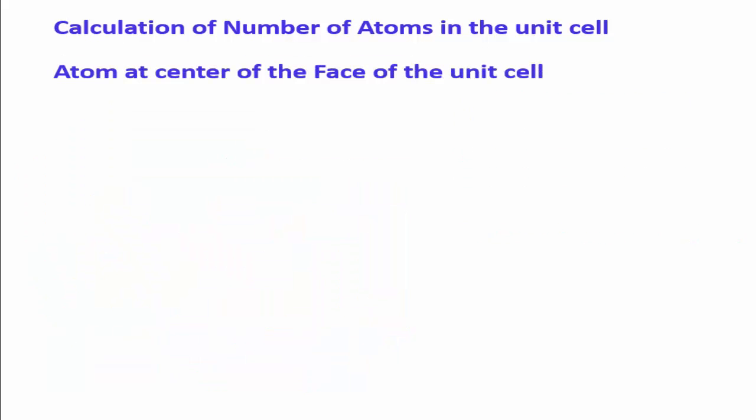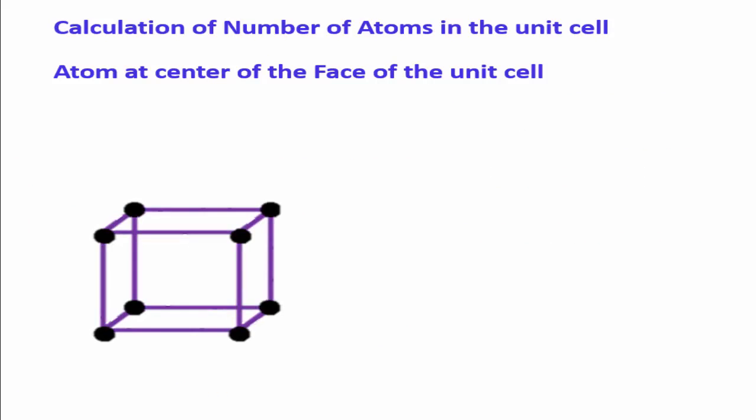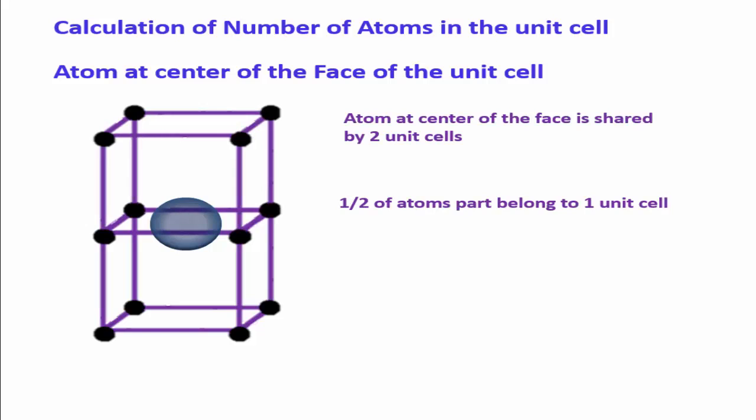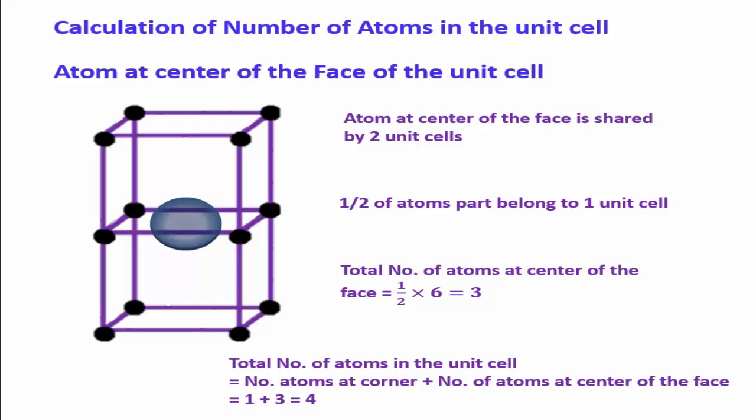Next we will consider the atom at the center of the face of the unit cell. In addition to the corner atoms, if an atom is present at the center of the face, it is shared by 2 unit cells. Half of its part belongs to one unit cell and there are a total of 6 faces of the cube. So 1 by 2 into 6 is equal to 3 atoms are considered for the face centered atoms. Now the total number of atoms is the atoms at the corner plus the atoms at the center of the face, which is 1 plus 3. So a total of 4 atoms are considered for face centered cubic lattice.